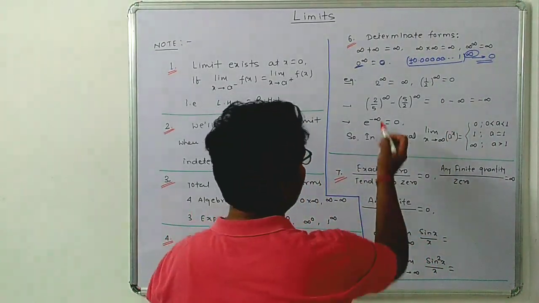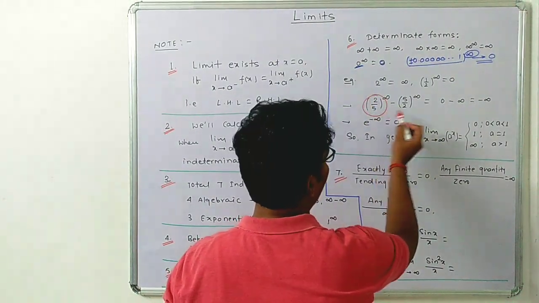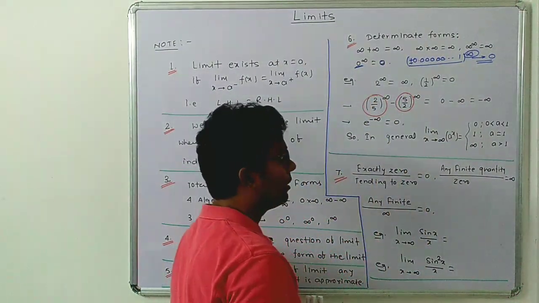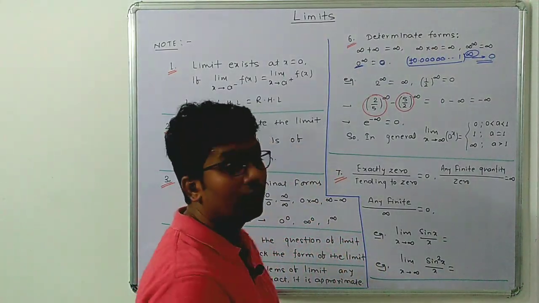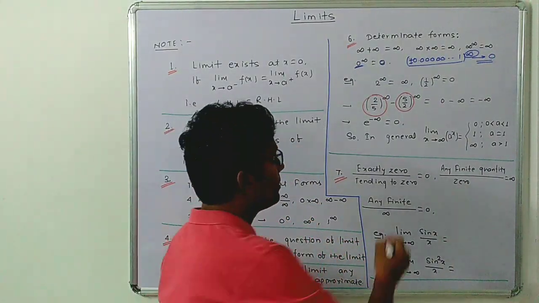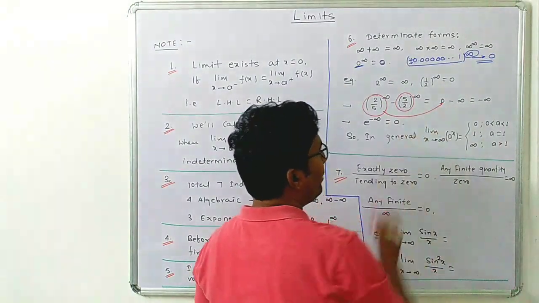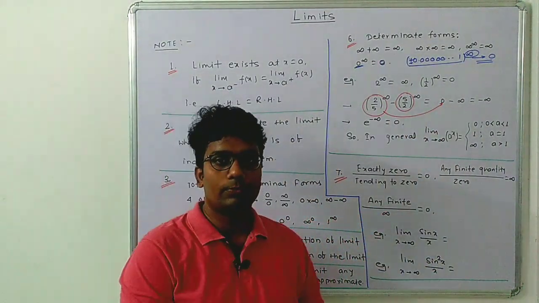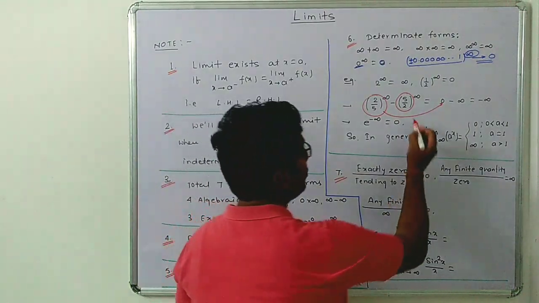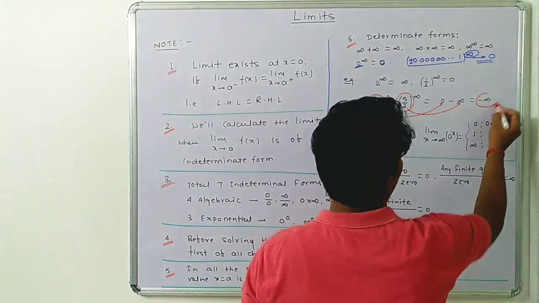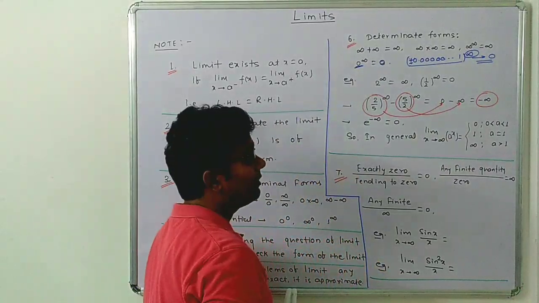Okay, next, this is (2/5)^infinity and (5/2)^infinity. How does this work? 2/5 is a number from 0 to 1, so raised to infinity, that will give you 0, right? And 5/2 is a number greater than 1, so if we take the infinity power, it is going to give you infinity, right? So 0, and this is minus infinity, the result is minus infinity.